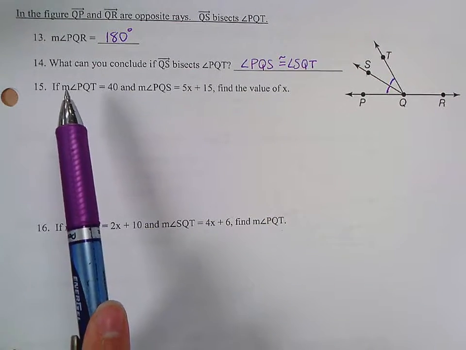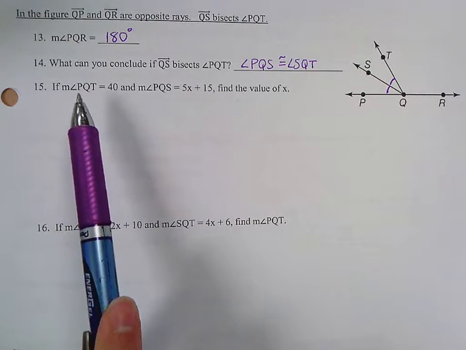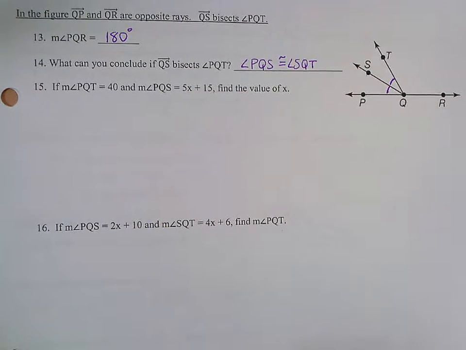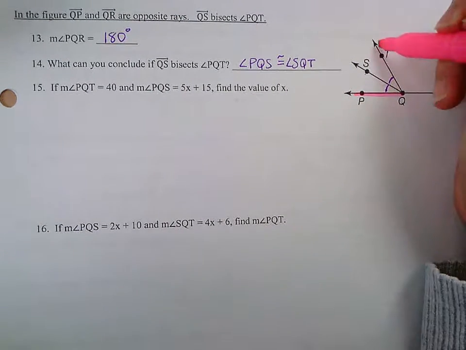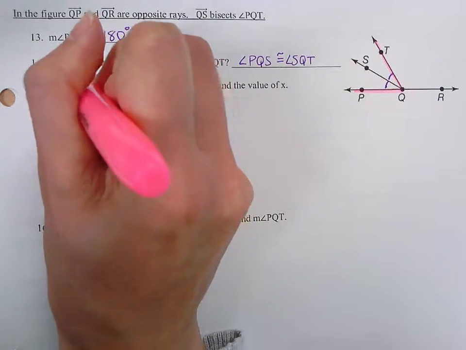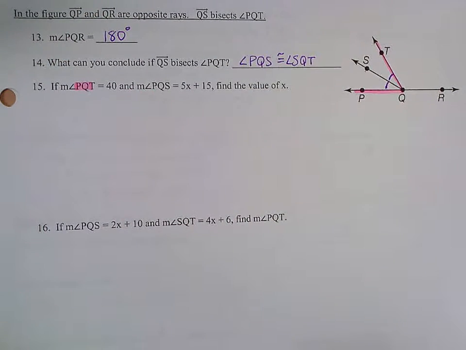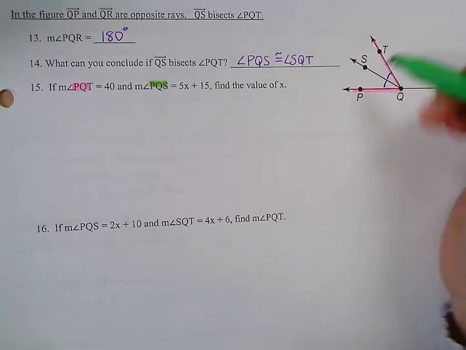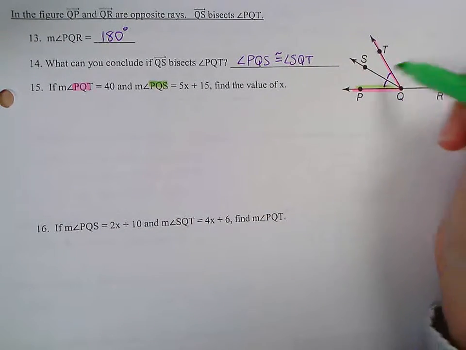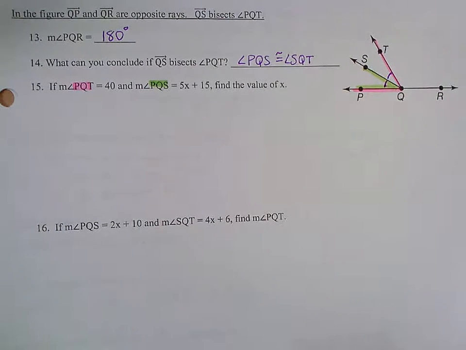So I have a measure of angle PQT. So PQT, I'm going to try to highlight here. PQT is this pink angle. And I know that's 40. And then I also have PQS. That measure is 5x plus 15. So PQS is that angle in green. And then it says, find the value of x.